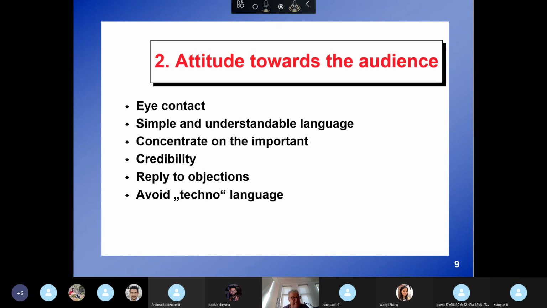And of course, when you do this, you have to really make an effort to integrate, as I said at the beginning, the audience in your presentation. Like here, eye contact, I'm not very good at that, I don't know, but for sure, simple, understandable language. By the way, simple, understandable language means simple, understandable language for the audience, not for you.